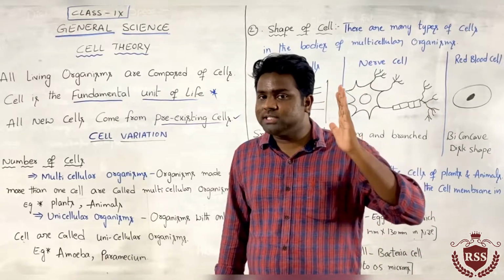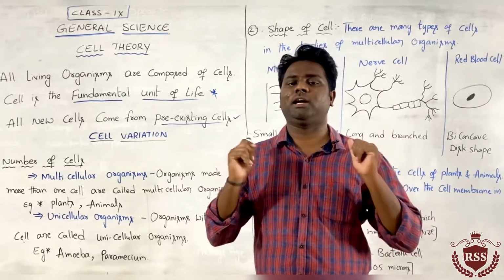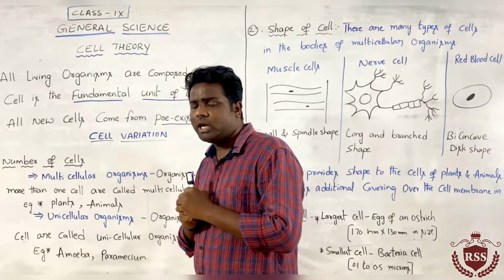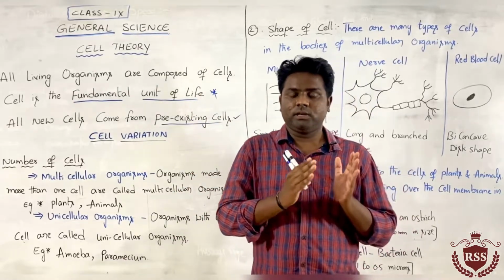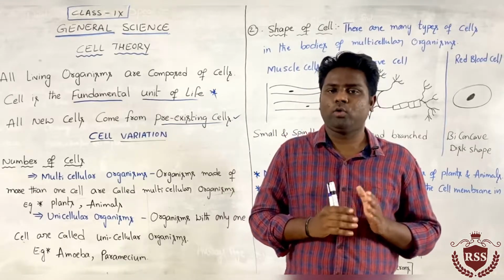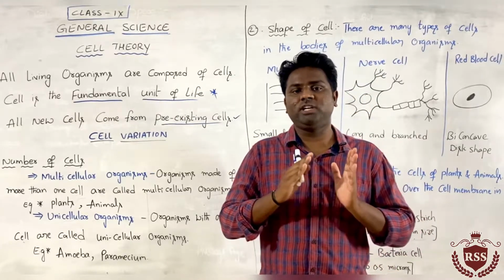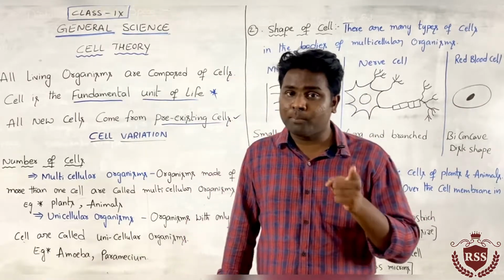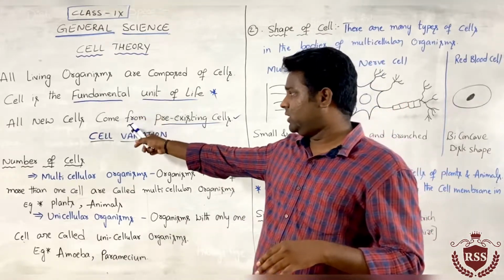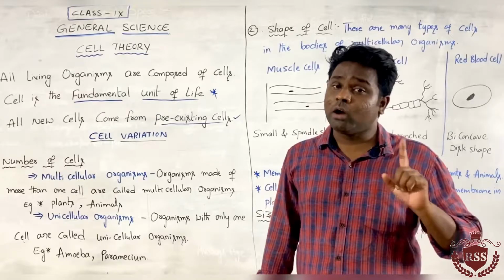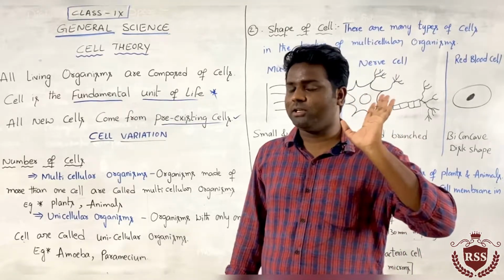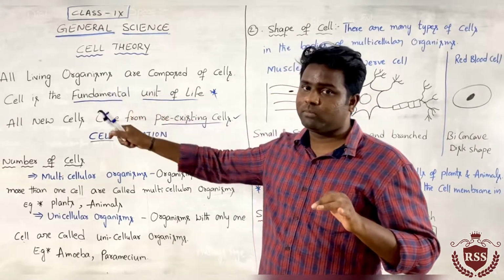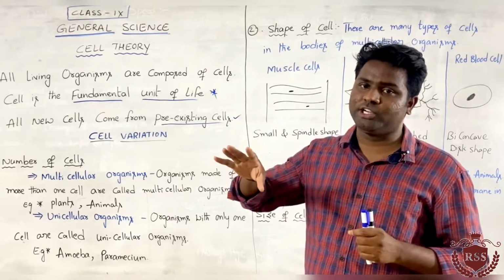Unicellular organisms and multicellular organisms. Clear? Unicellular organisms means organisms which have only one cell. We already discussed that all living organisms are composed of cells. That means according to the cells only, the organism will develop. Those are the basic fundamental units.